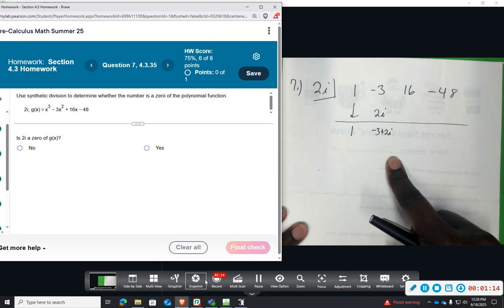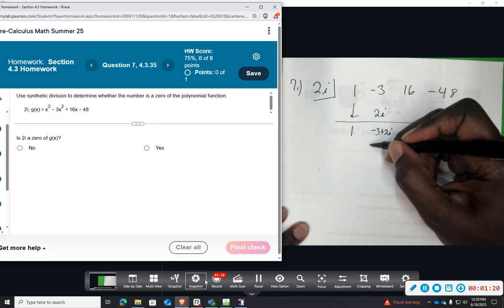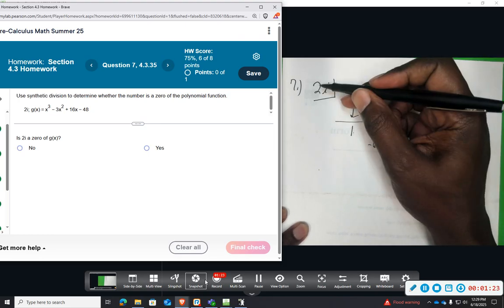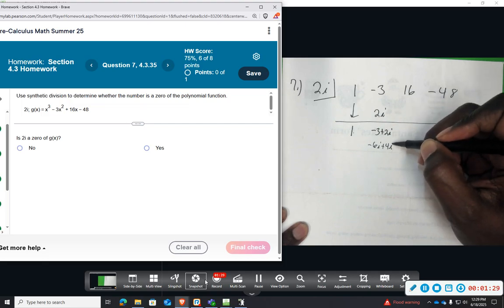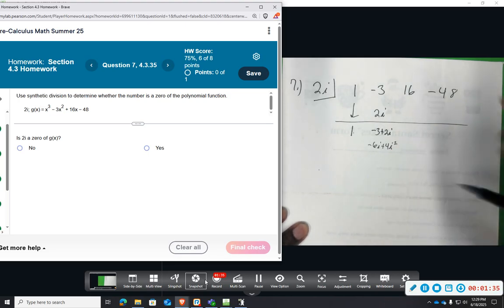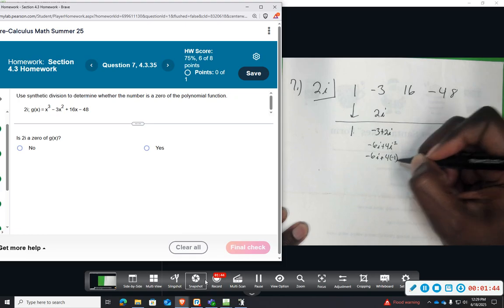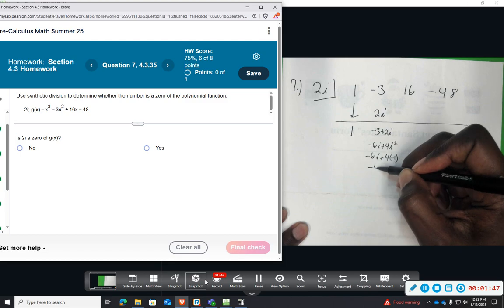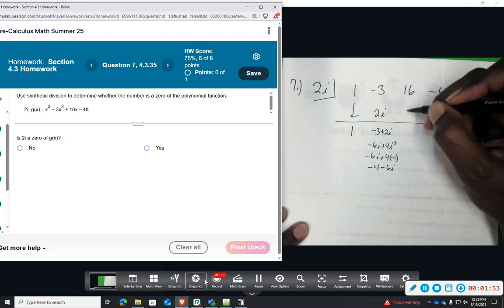So I'm going to do some little work down here so you can see. So 2i times the negative 3 is going to give me a negative 6i, and then 2i times 2i is going to give me positive 4i squared. Now you have to remember i squared is equal to negative 1. So what this really means is negative 6i plus 4 times negative 1, which simplifies to a negative 4 minus 6i. So there's a lot happening when you're doing this. So I'm going to write down minus 4 minus 6i.